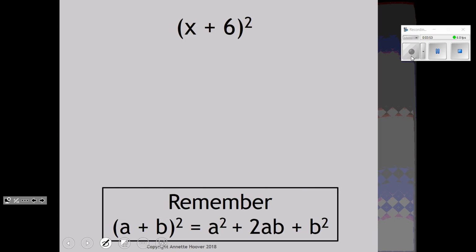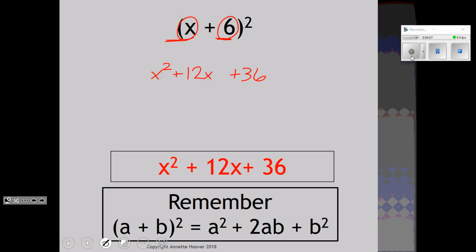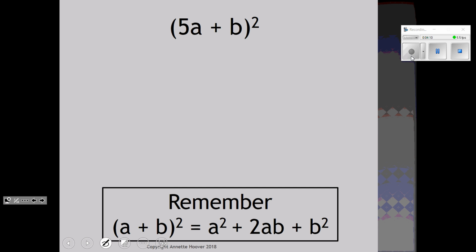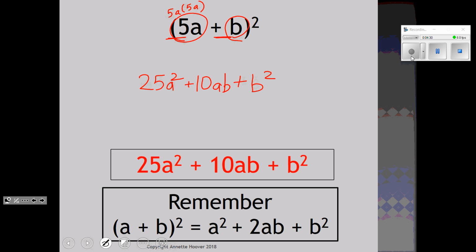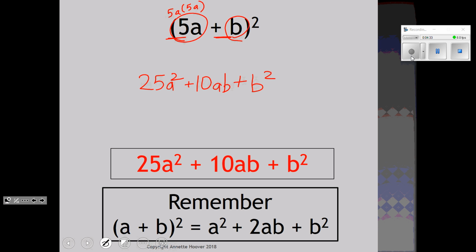Practicing again. Square the first term. x times x is x squared. Square the last term, which is a plus 36. You have a 1 times 6, which is 6. We double it, and that would be 12. Bring down the x. x squared plus 12x plus 36. Practicing again. Square 5a, which is 5a times 5a, which of course is 25a squared. Square the last term, which is b squared. We have a 5 times a 1, which is 5. We double that, and it would be 10ab. So your answer is 25a squared plus 10ab plus b squared.